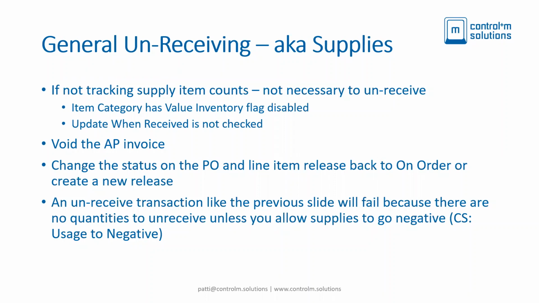If you try to use the method that we had on the last page, you're likely going to get an error because Plex wants you to reduce the count that you're unreceiving from 0. So it wants to go negative. Now, you can get past this with a setting called usage to negative, but we never ever suggest that.